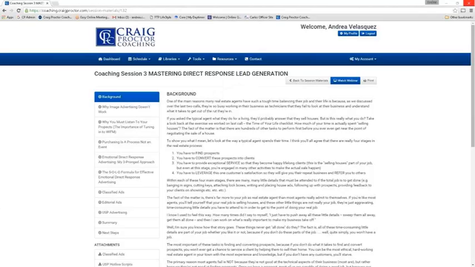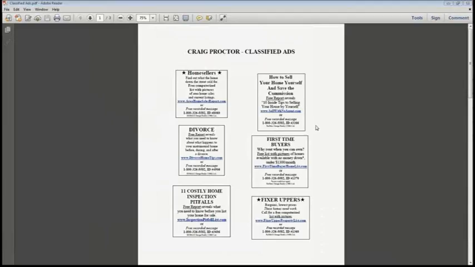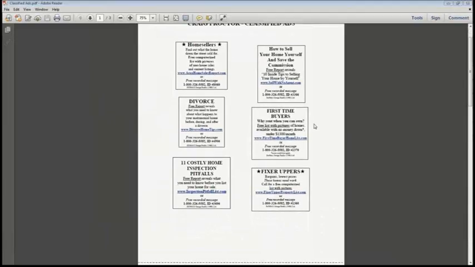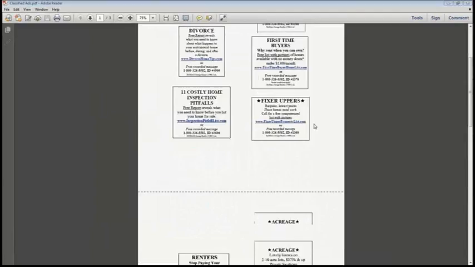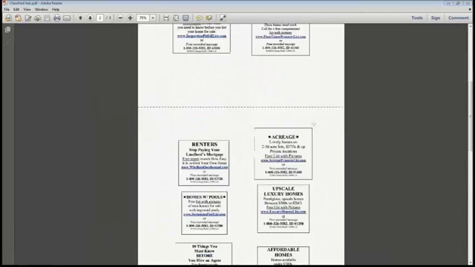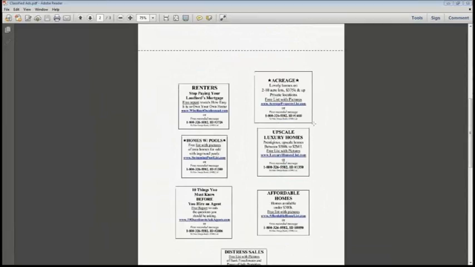Purchasing is a process, not an event. But I'd like you to spend some time actually reading the resources here on the coaching website. Now, what we're going to focus on today are the attachments here in the bottom left-hand corner. First of all, let's have a look at the classified ads that you should be running. These are the exact classified ads I want you to run. Okay, I can't say it any simpler than that.